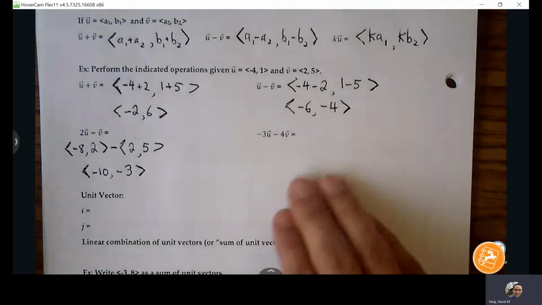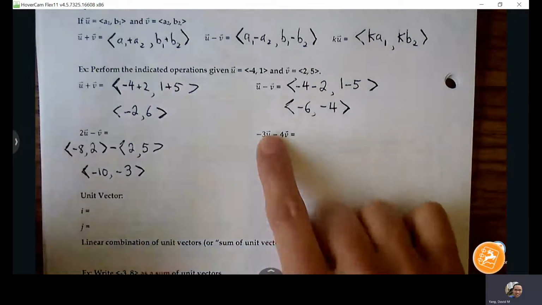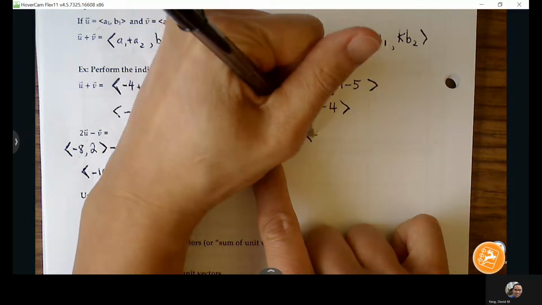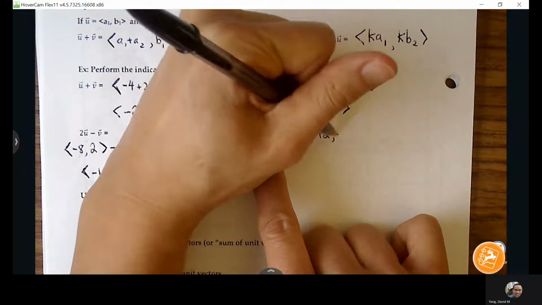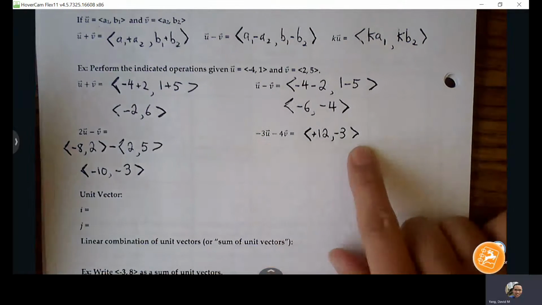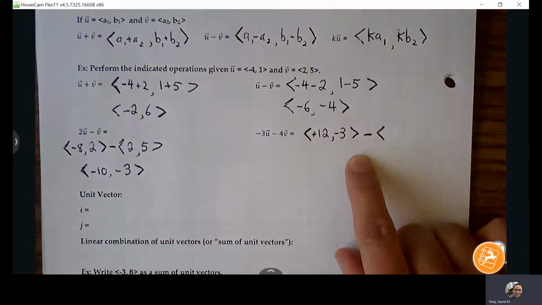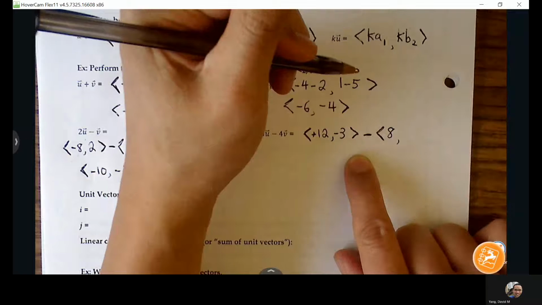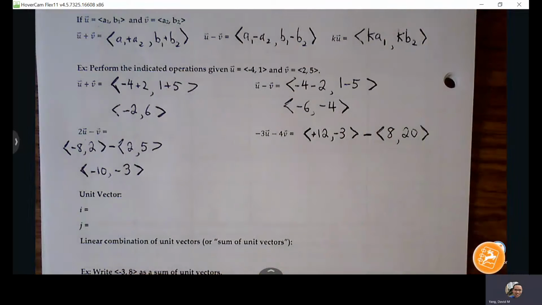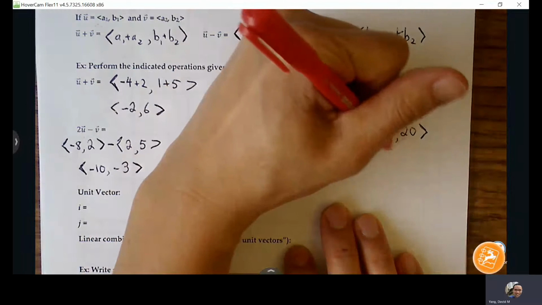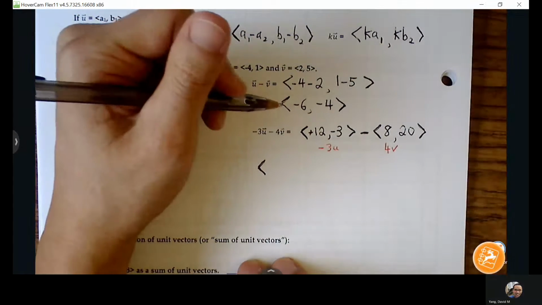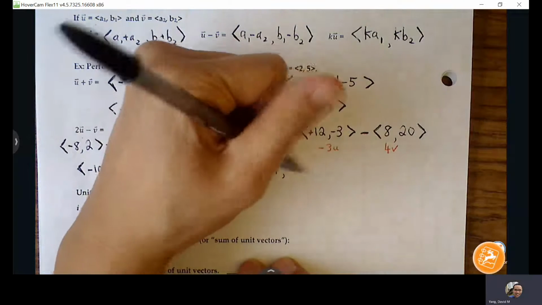Negative 3u minus 4v. So I want to distribute, multiply vector u through with negative 3. For v. Okay, so there's my negative 3u and there's my 4v, right? Combine those together. Twelve minus 8 is 4. Negative 3 minus 20, negative 23.